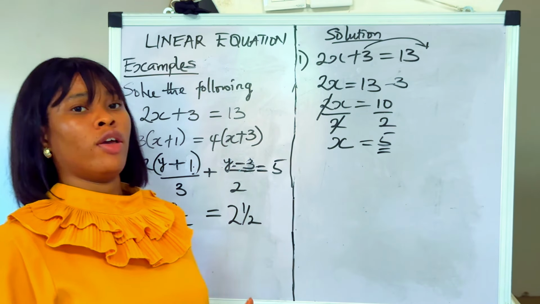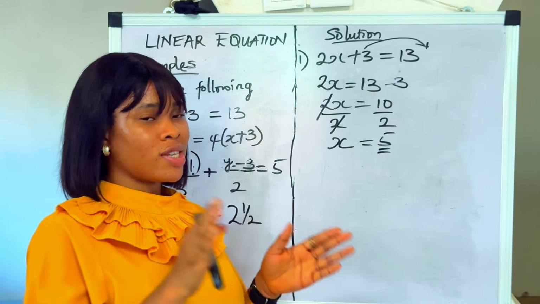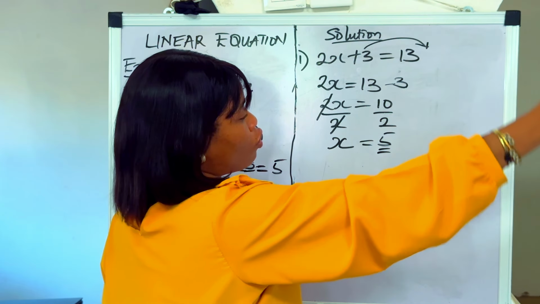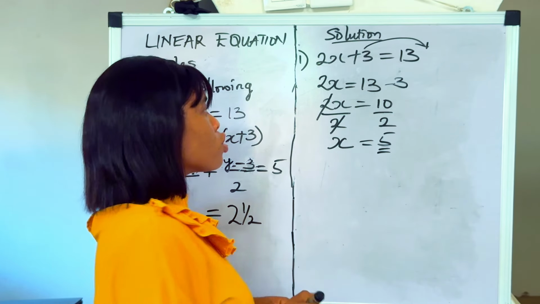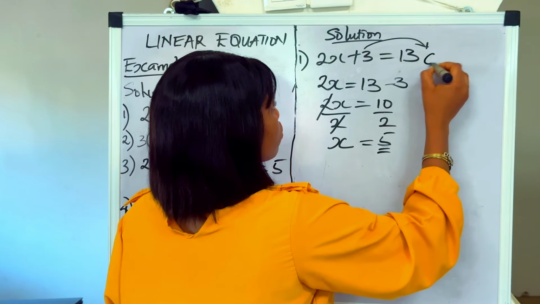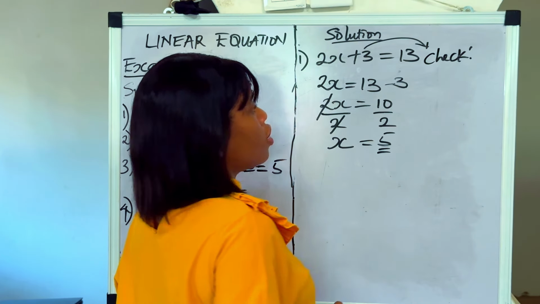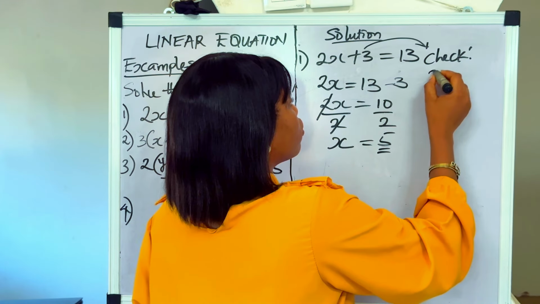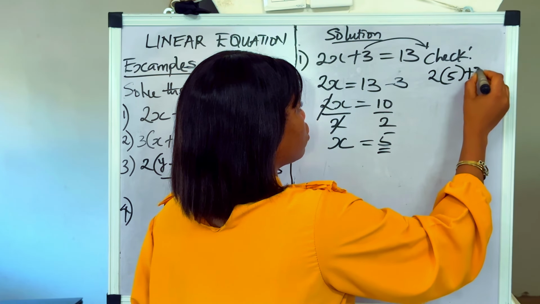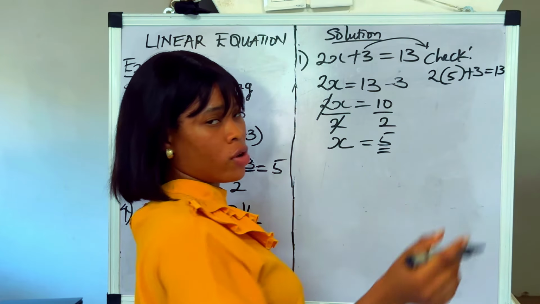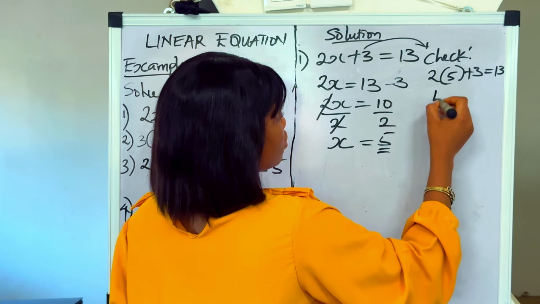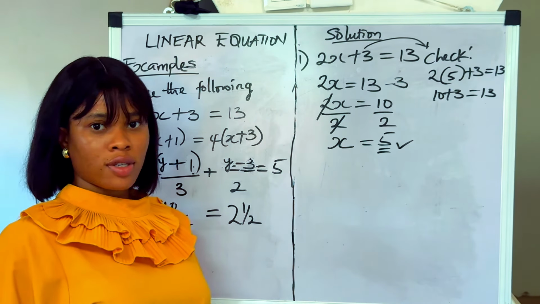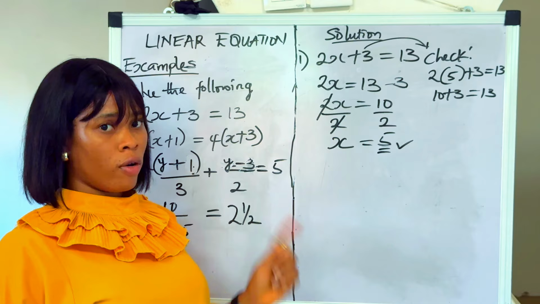Now, if you want to check your answer to see if it's correct, because this is an equation, whatever is on your left hand side must be equal to whatever is on your right hand side. That's what makes it an equation. So to check, anywhere we see x, we put 5. So we have 2 into bracket 5 plus 3. Let's see if it will give us 13. 2 times 5 gives us 10 plus 3, which is equal to 13. So we see that this is the true value of x.